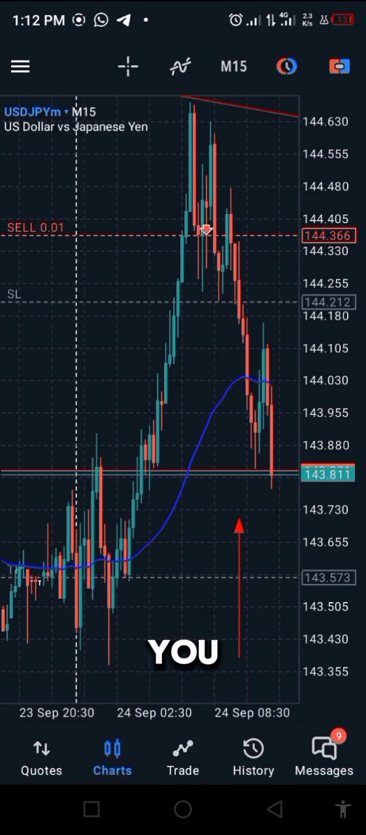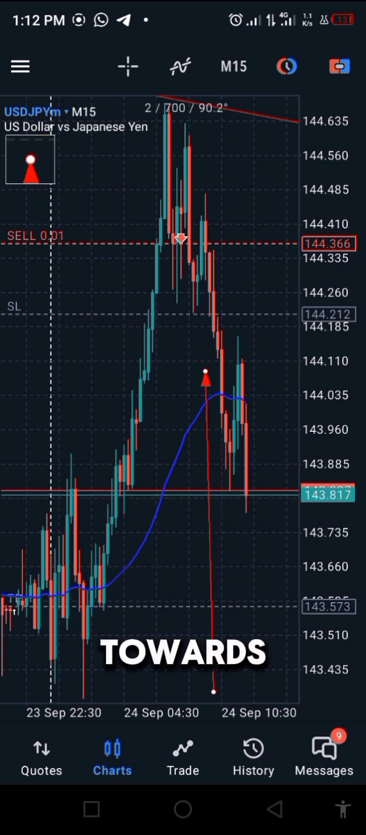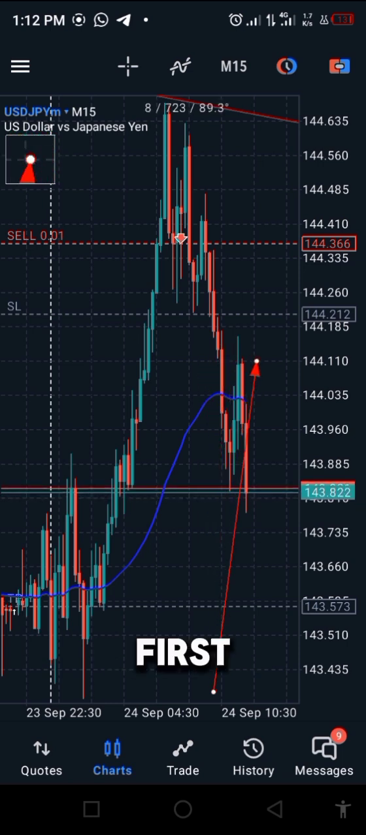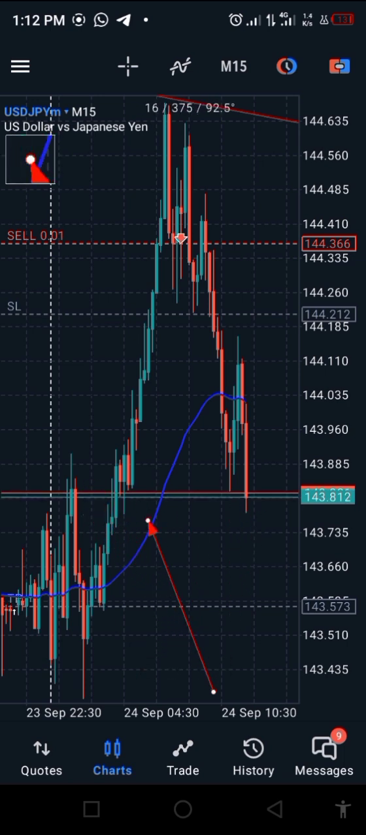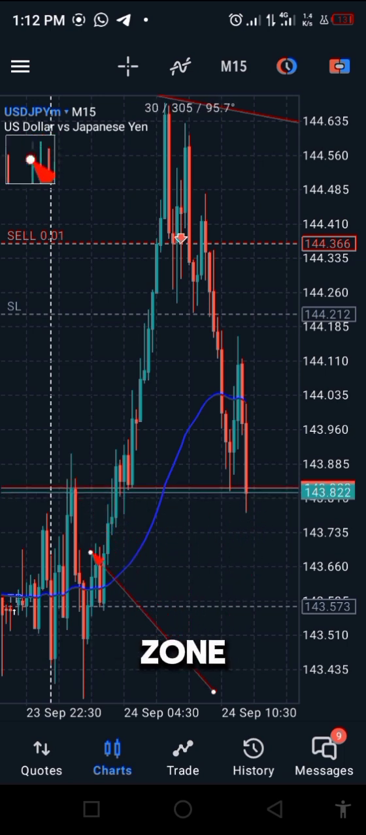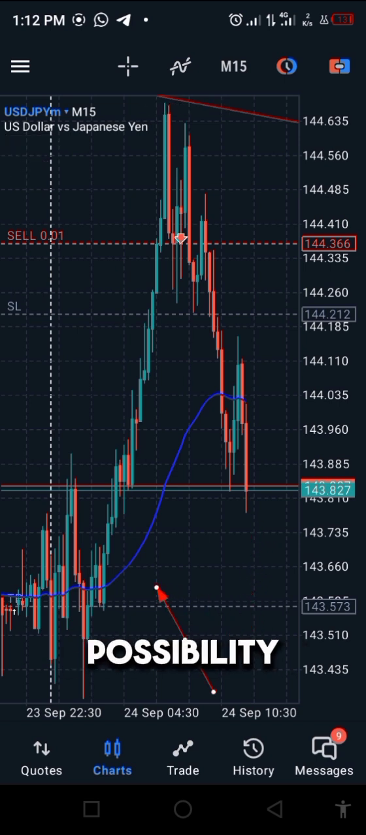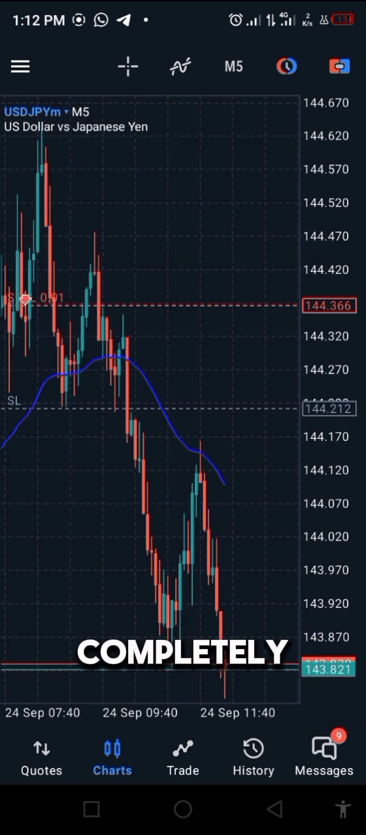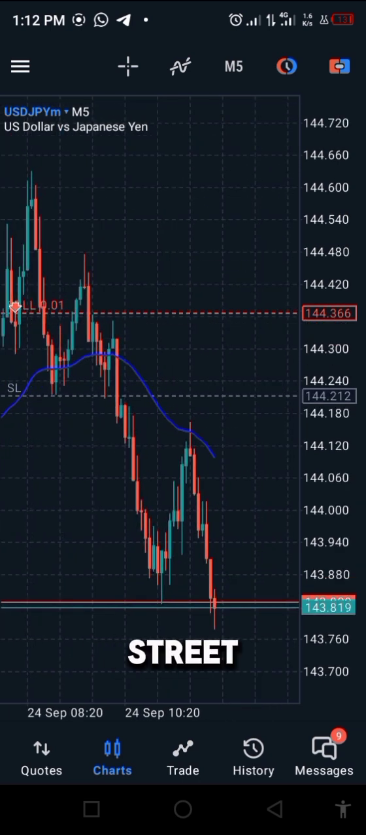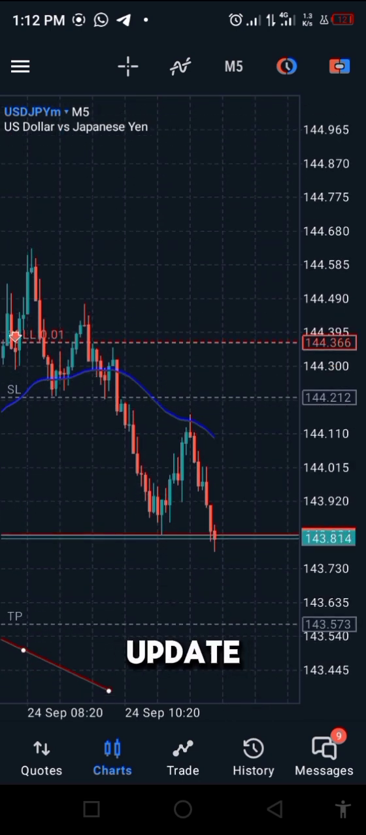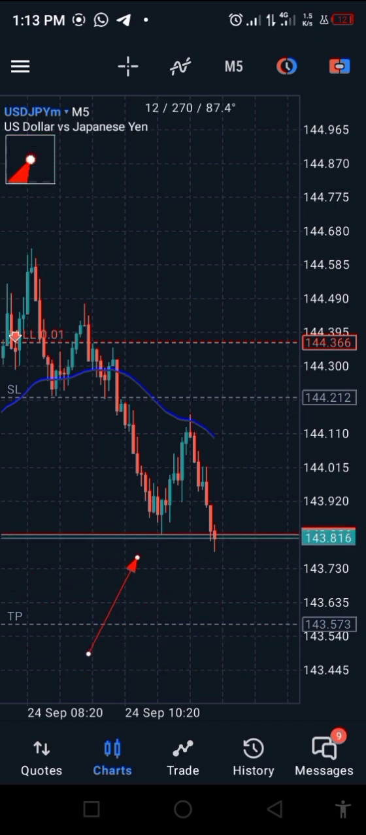When I close this trade, I will show you how far the trade has gone so far. We can see the first reaction towards the zone, and I did not shift my stop loss. There is a very high possibility for the market to react to that zone completely, guys. I may be tempted to close this trade for good, and I'll update you on how the trade went.